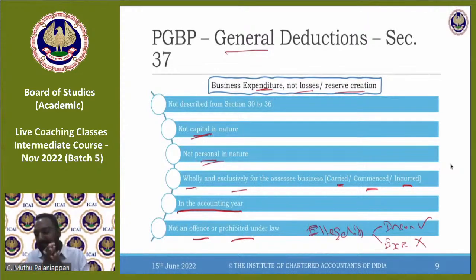So these are the conditions of section 37. What does it say? It is not an expenditure described under section 30 to 36. It is not capital in nature. It is not personal in nature. It is wholly and exclusively incurred for the purpose of business. So when you say wholly and exclusively, the business is carried on by the assessee, the business is commenced by the assessee, and it is incurred by the assessee. The expenditure should be for the accounting year, so it could be accrual or something, but it should be for the accounting year. And finally, it should not be an offense or prohibited under the law. So that's what section 37 is about.